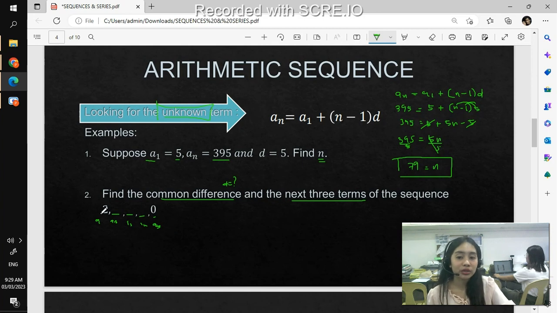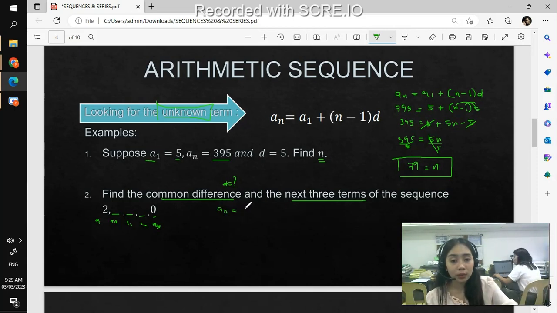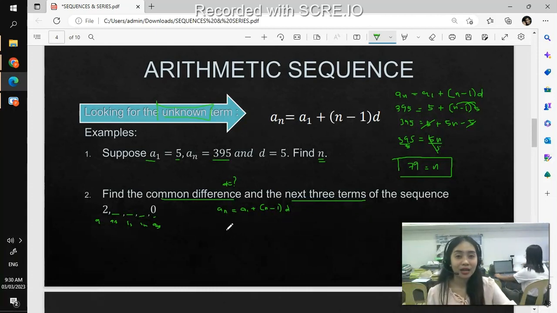The first term, which is 2, and the fifth term, which is 0. So using the same formula, you have a sub n is equal to a sub 1 plus n minus 1 times d. Now, a sub n can be replaced by a sub 5. We can use a sub 5 as a substitute because it's given. So again, you substitute any possible values that are given.